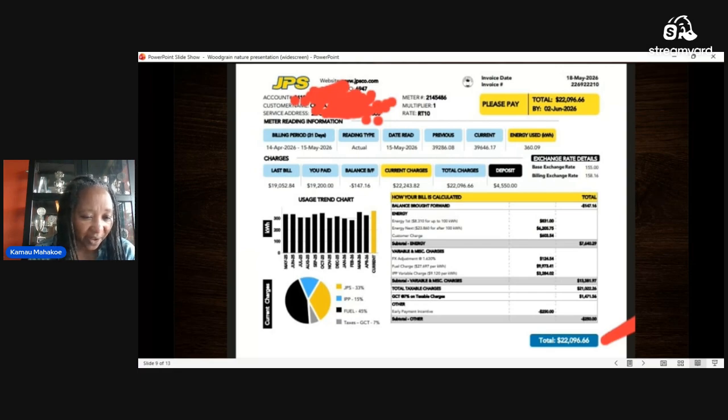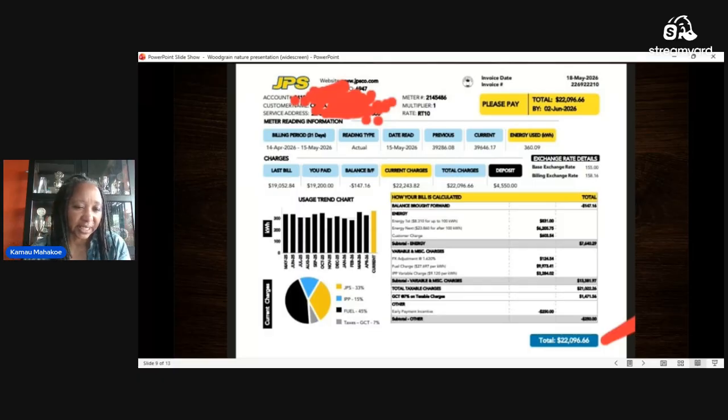Fuel, that's 45%. You notice that's the biggest chunk of the pie. That's the cost of oil, diesel that the company has to use to generate the electricity. So that's why when the oil prices go up, your bill will inevitably go up. Like right now, we're in a kind of crisis with the war in the Middle East, and a lot of countries get their oil directly or indirectly from them. So we expect rising costs across the board because it's a ripple effect.